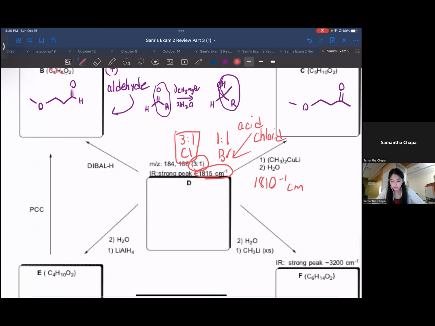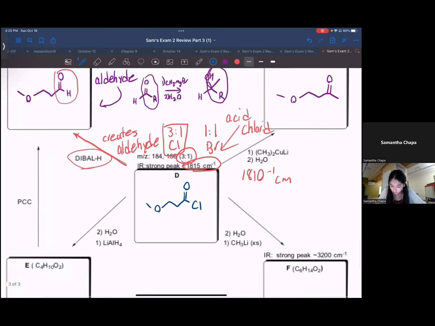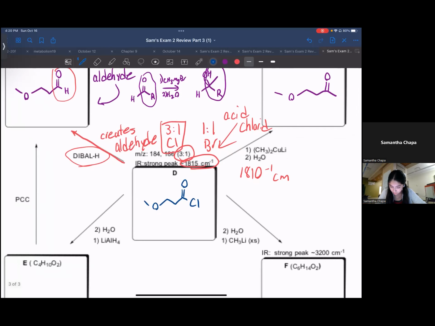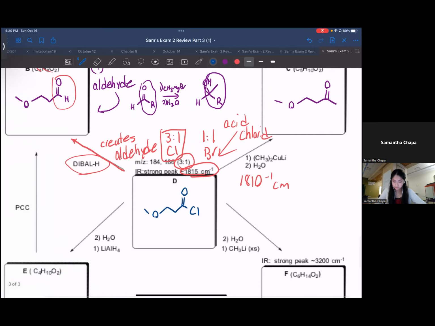Okay, those are all my hints for D, but I also see that we have DIBAL. We know that DIBAL creates aldehydes, and it often uses acid chloride. So in the place of my aldehyde right here, I think I'm going to use everything the same and put in my acid chloride. Cool. We should be good like that.